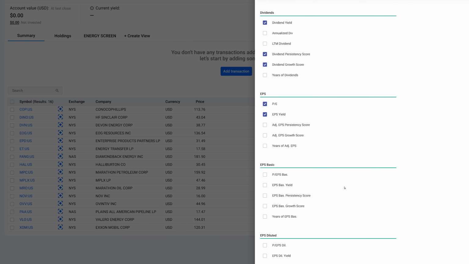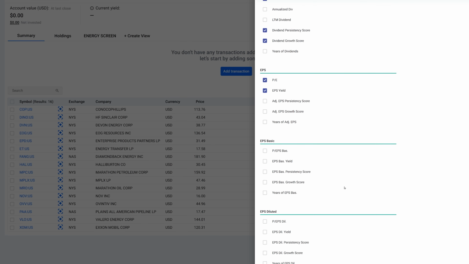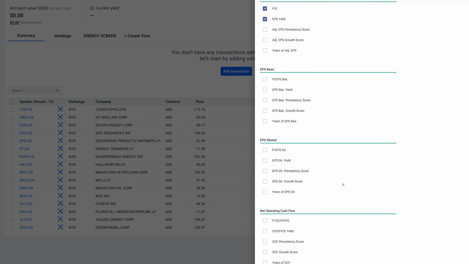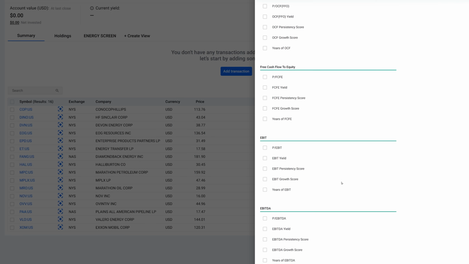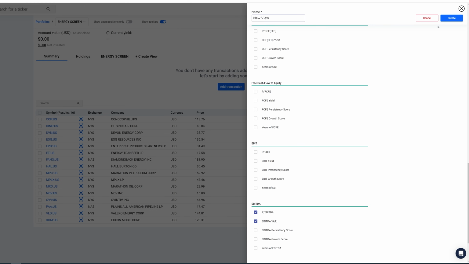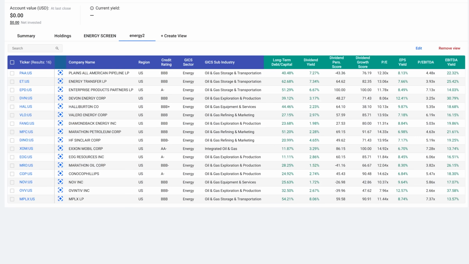Again, this is a portfolio, not a screen. I'm just setting up my columns here. And I'm only using adjusted earnings, but I also might want to look, as I'll explain, at EBITDA and EBITDA yield as well. Okay, so now I'm going to create this view, all right, and I'm going to name it energy. I'm going to call it 2 because I've already created an energy screen earlier. So I went ahead here and create. So now I've got energy 2 listed here, and I had energy screen, which I previously did.